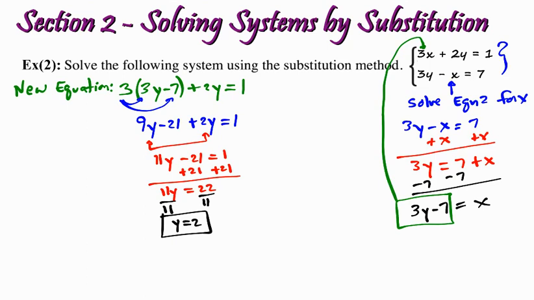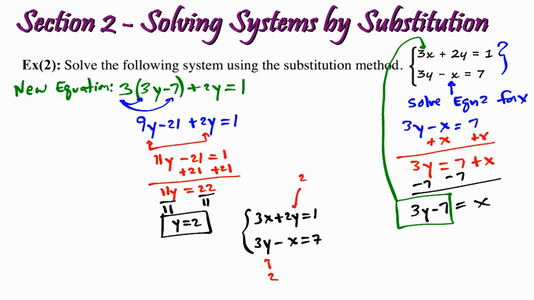I want to take this y equals 2 and plug it into our original system. So we had 3x plus 2y equals 1, and we had 3y minus x equals 7. We're going to replace the y's with 2 and solve for x. And we expect that we'll get the same x value both times, and that will be our double check that we've solved this correctly. If we get different x values, then we did something wrong. We need to go back and check our solution for y.